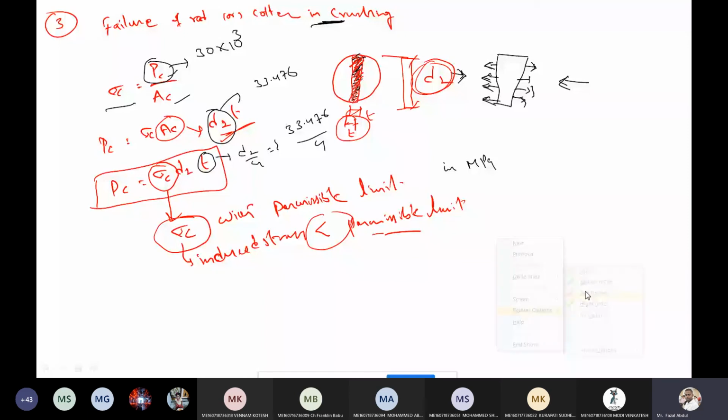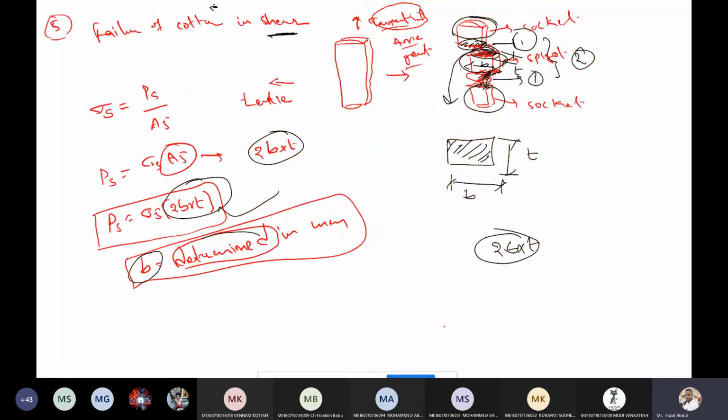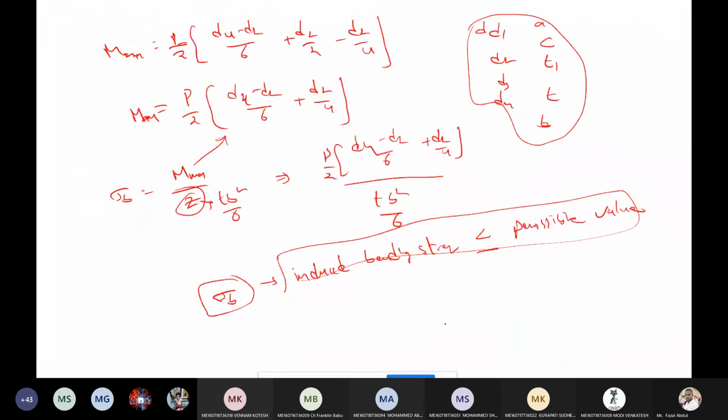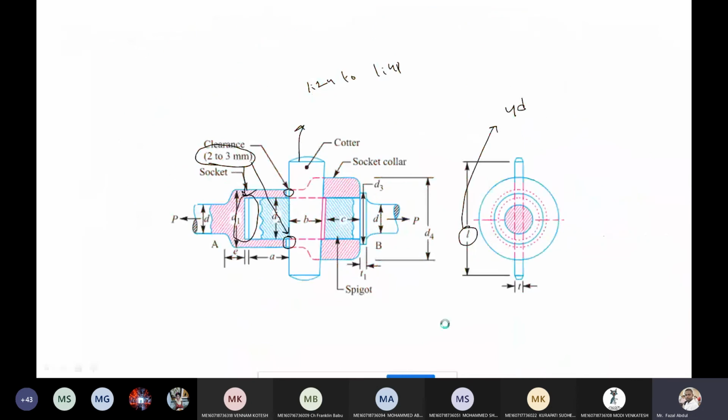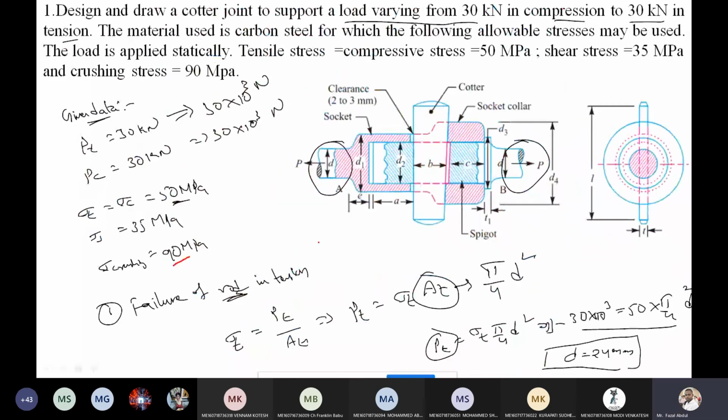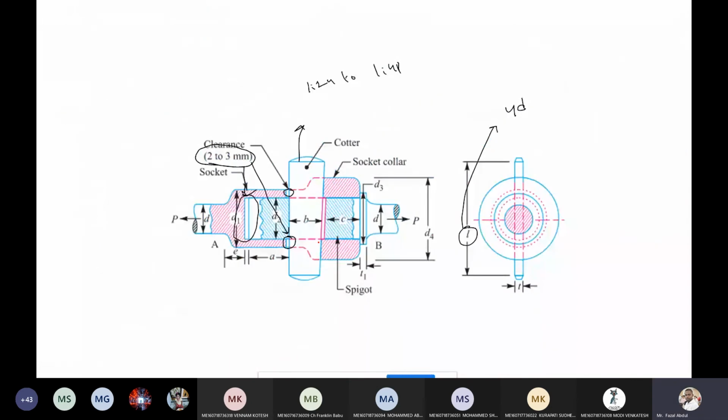So you got the sigma C value as 107 megapascal. So we have to check now. Crushing stress value you got as 107. And then what is the permissible limit given in the question? The question gives the permissible limit for crushing as 90 megapascal. So we did some mistake, we have to check.